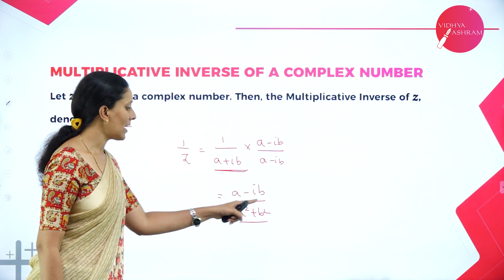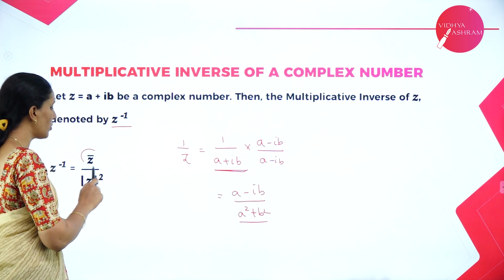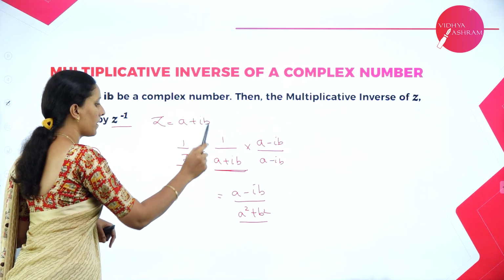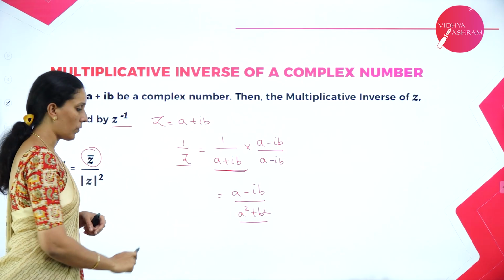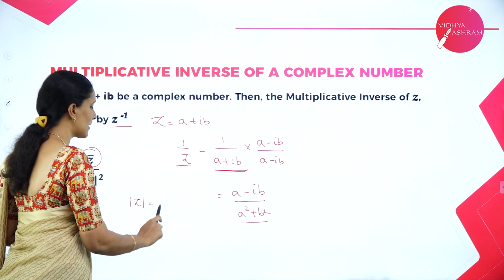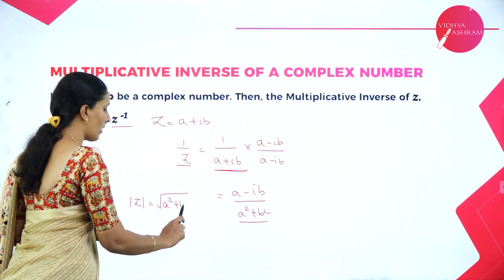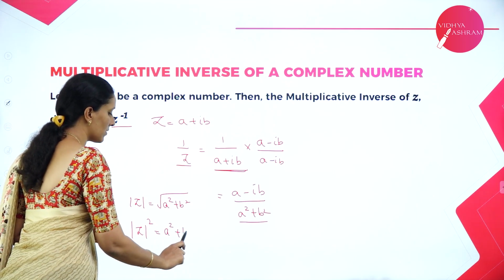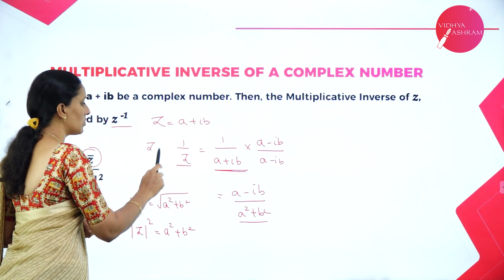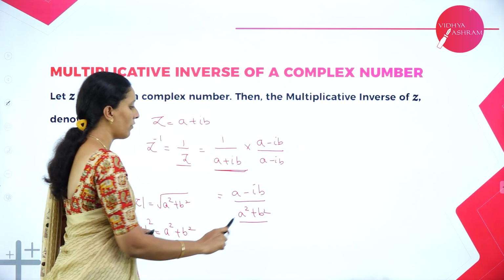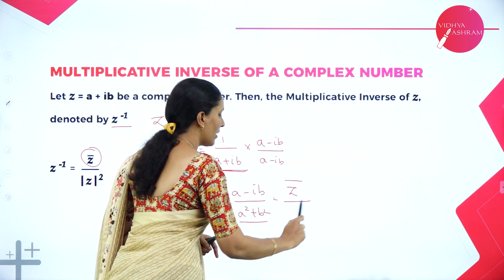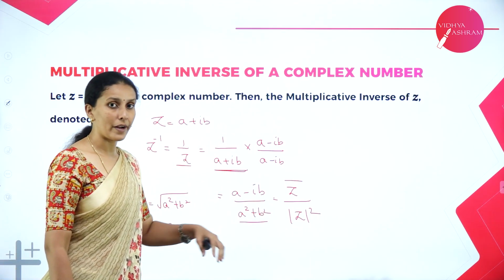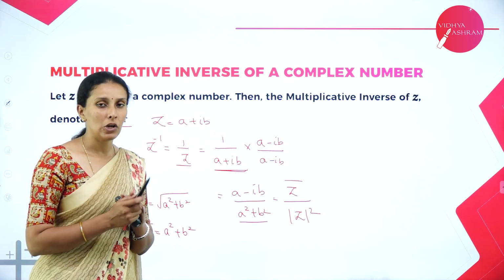And a minus ib is nothing but the conjugate of the given complex number, because z is equal to a plus ib. And here we have a square plus b square. We know that mod z is square root of a square plus b square. So squaring on both sides, we get mod z square is equal to a square plus b square. Thus 1 by z, which is nothing but z inverse, can be defined as conjugate divided by mod z square. So we can use this formula to find the multiplicative inverse of any complex number.